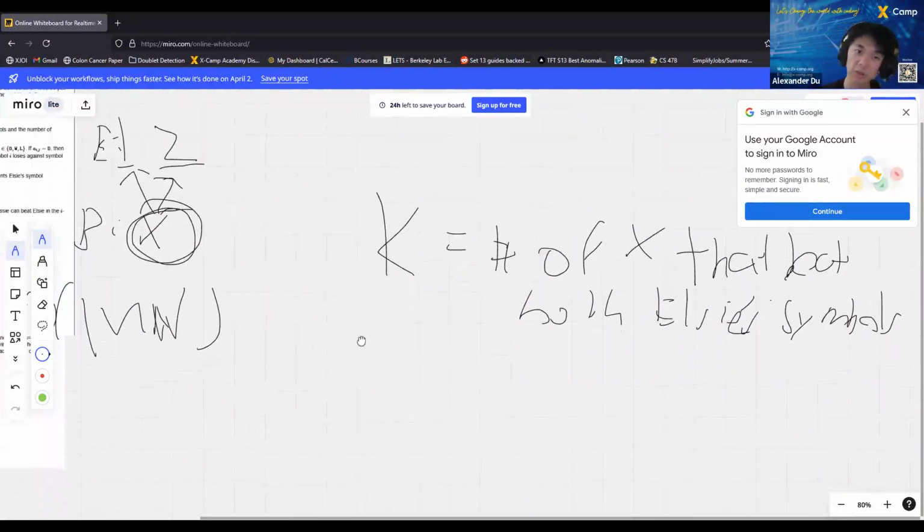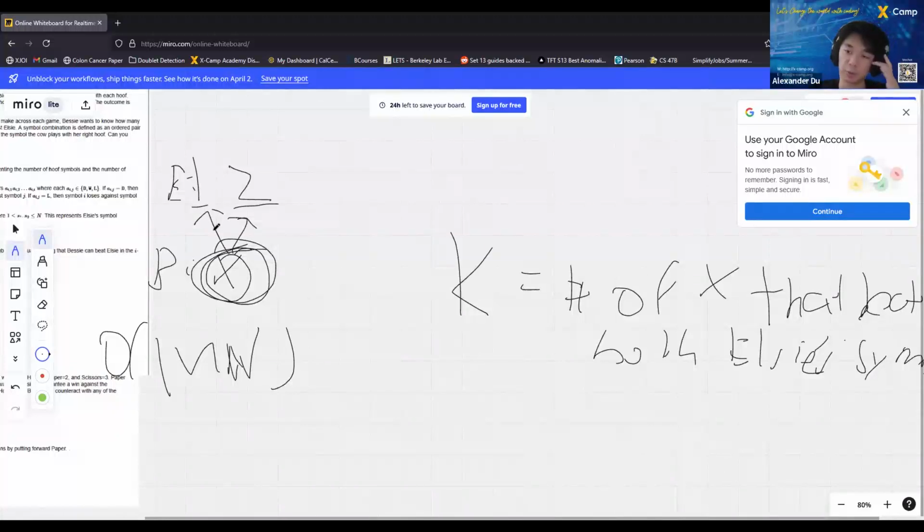Right, let's call this K. So it'll be basically the number of X's here that can beat both of them. So we need to find the number of hands that work. Obviously, every single hand that works has to have at least one of these X's, right? We already established this, because if it has none of them, then we can't guarantee it beats both of these.